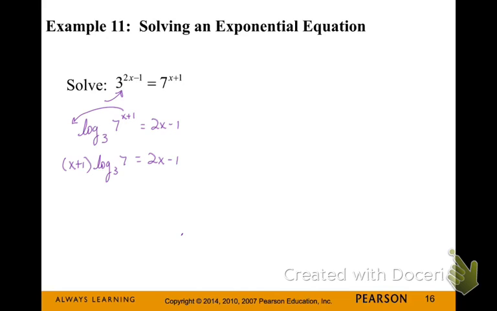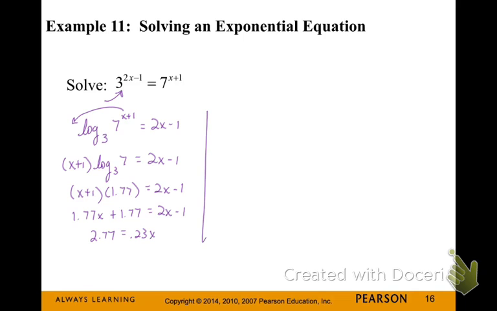And so log base 3 of 7, put that on your calculator, and let's round to approximately 1.77. So our answer will be an approximation, an estimate. Now let's distribute that 1.77. And let's combine our x's on the right side and our numbers on the left side. So x will be approximately equal to, when we divide each side by 23/100, 12.11.